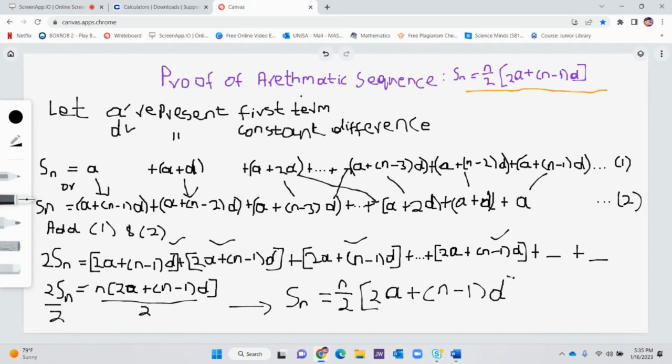Remember, this is examinable. That means it's possible to get it on a test or an exam. So you do need to know how to prove the sum of an arithmetic sequence. So this is a series, sorry. This is a series because it's a sum. Sn is a series, which is a sum of an arithmetic sequence.